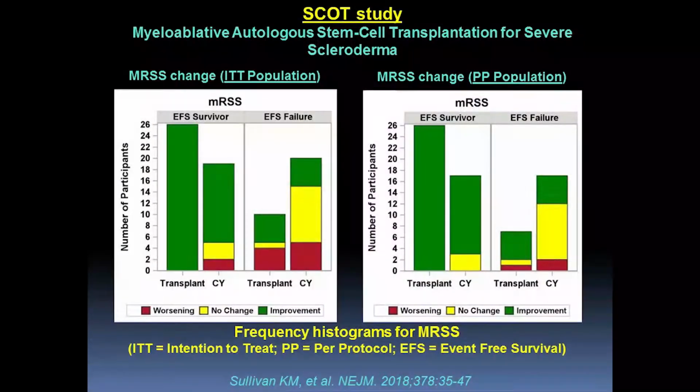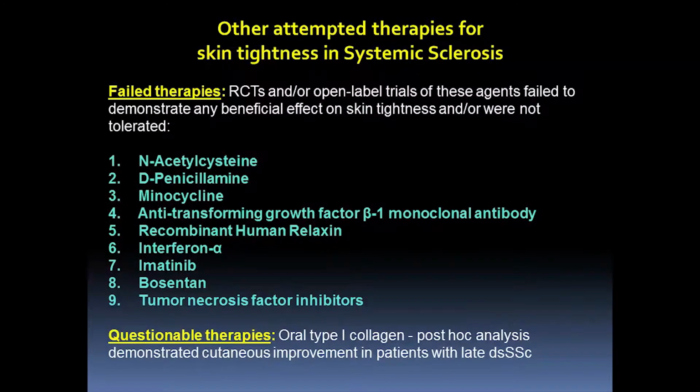And this is the SCOT study, which again shows the benefit. The improvement was seen in all patients who received transplant versus those who got cyclophosphamide. Some did not change and others actually worsened. These are some other attempted therapies for skin tightness in systemic sclerosis. Either they were ineffective or there was some controversy.